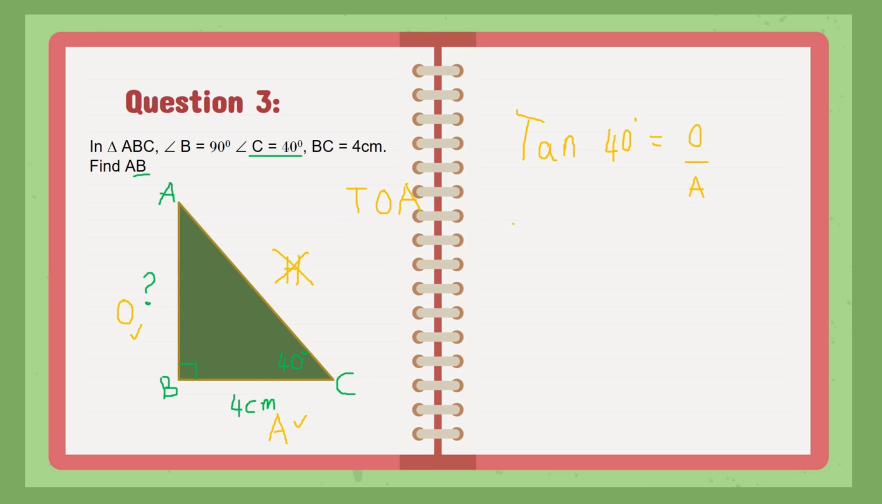So we know that tan 40 equals opposite, which we have to find, over adjacent, which is 4. So to find the opposite, that is tan 40 multiplied by, that is times 4. So in your calculator you can type tan 40 times 4, which you will find 3.36 centimeters for 3 significant figures.